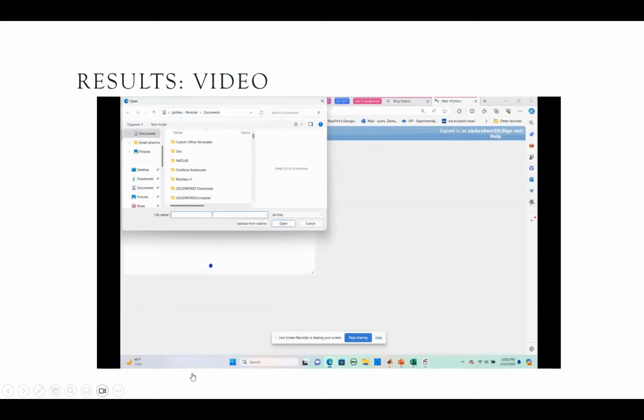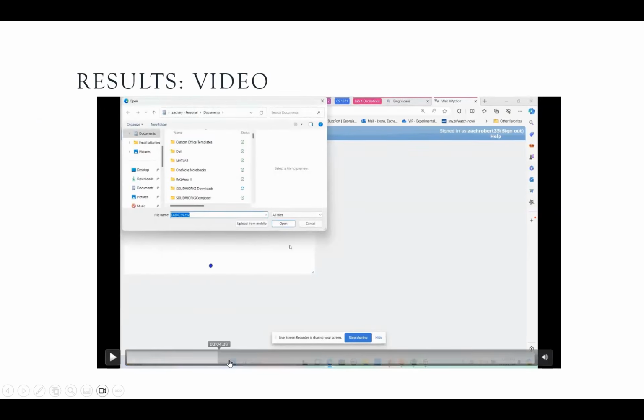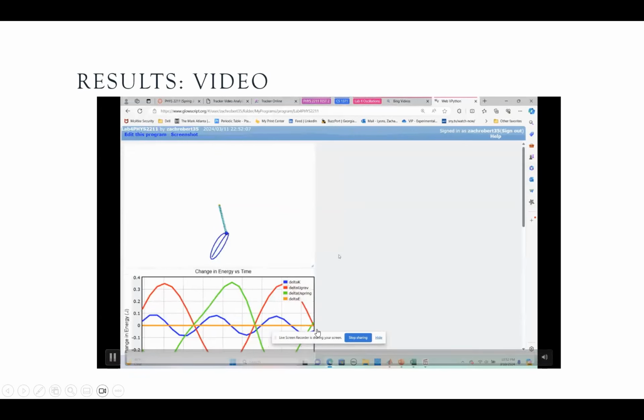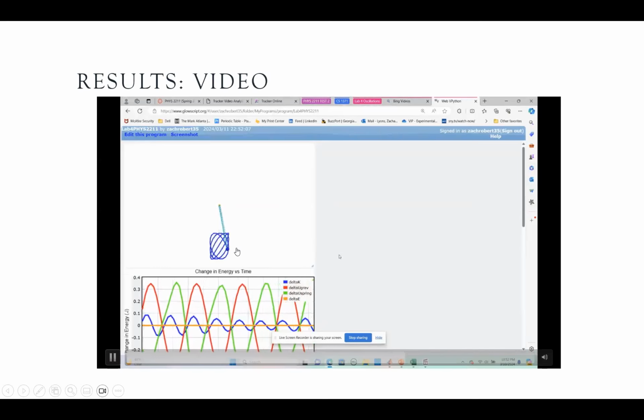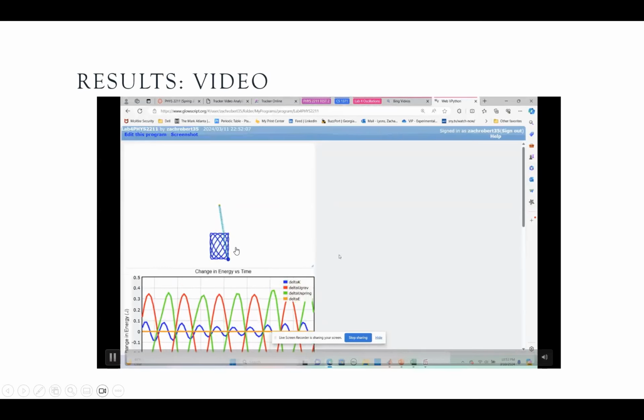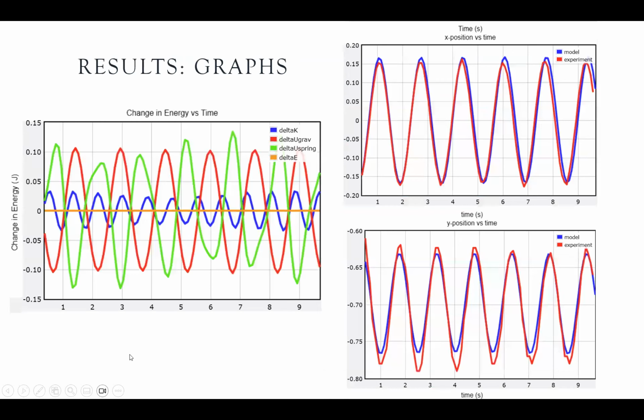This is a video of the model. I could speed it up for time. But as you can see here, the computational model represents the motion of the object, and it tracks its motion as it moves. The graphs are then shown.